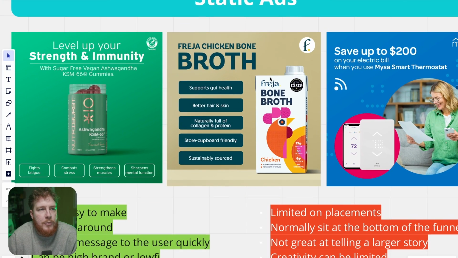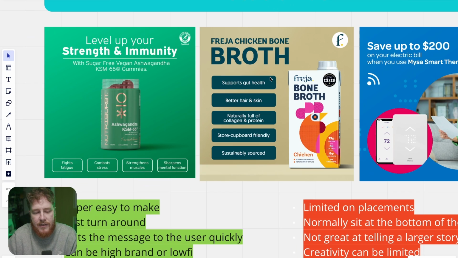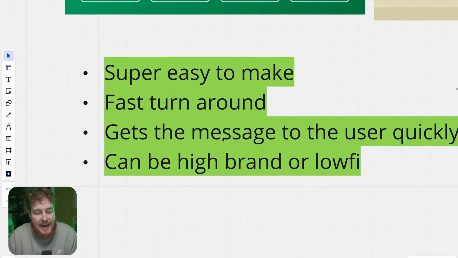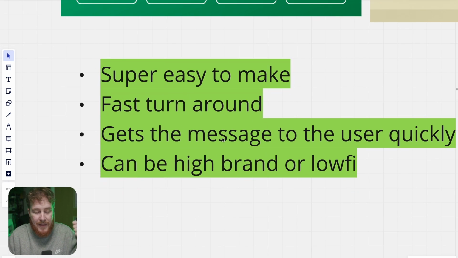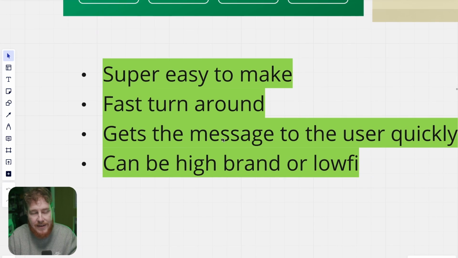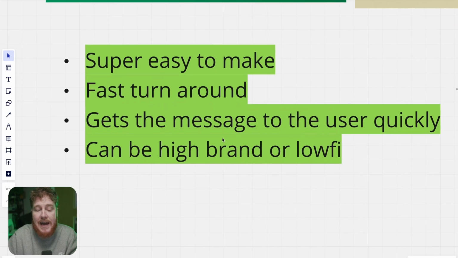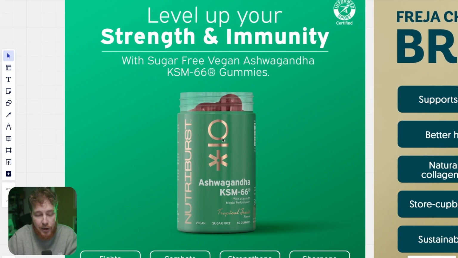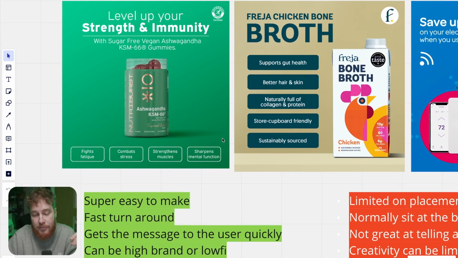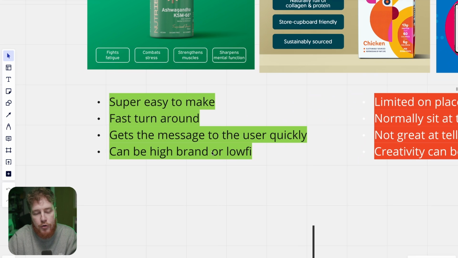The majority of people, when you go on Facebook or Instagram, you see this type of ad creative. Okay, so why? Why do we see this all the time, and what makes it so great? Well, it's super easy to make, first of all. It's fast, you can turn around graphics pretty quickly, internally or agency level, whatever. It gets your message across to the user really quickly. And also, they can be really high brand or fairly lo-fi. If we look at these examples, these are all fairly high branded, but I'll show you some examples in a bit which are potentially a little more lo-fi that you really can turn around really quickly.